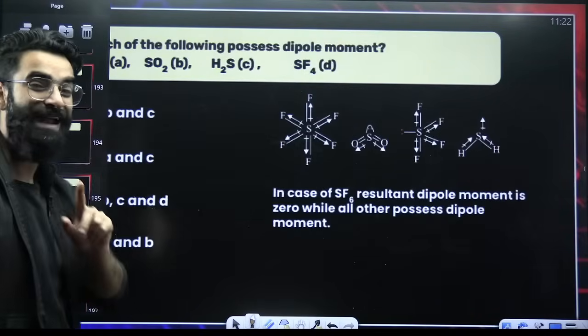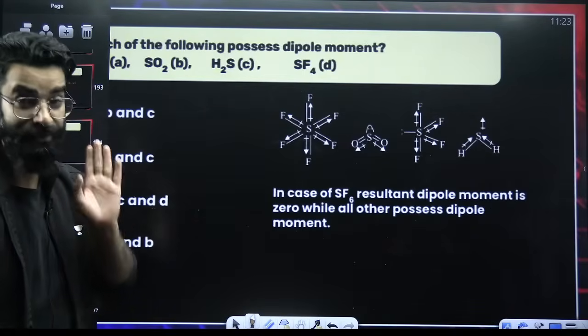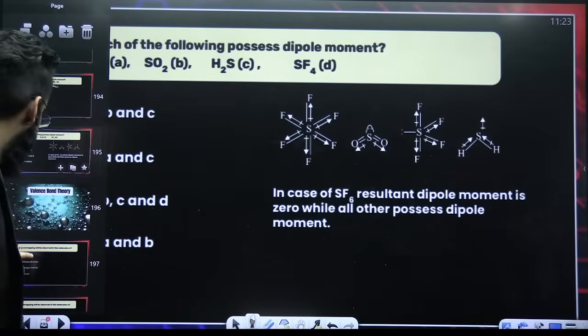Right? So basically that category is important, which I told you, the type of the molecules which show net zero dipole moment. You have to remember those types.